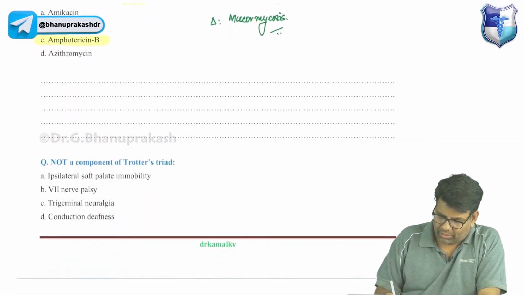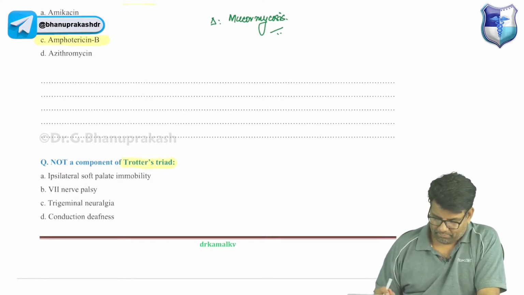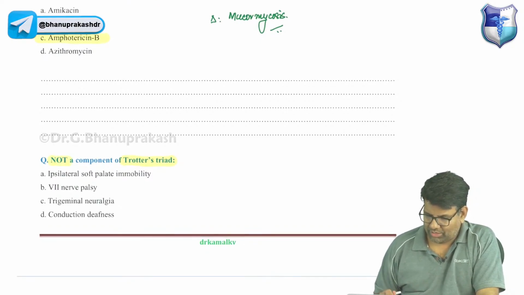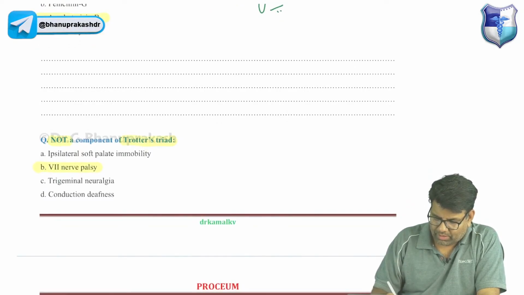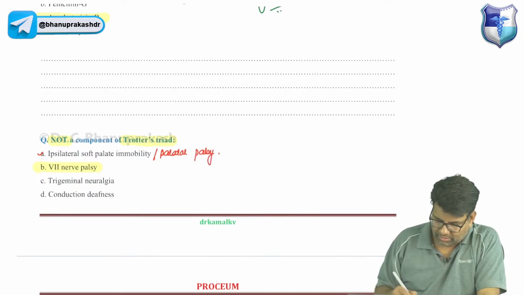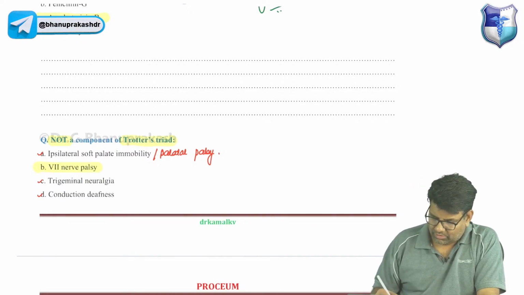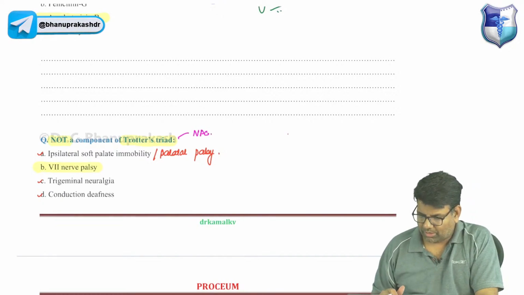Now, this we have already discussed before: not a component of Trotter's triad. I think everyone should be able to answer this. We have already discussed this. Answer is facial nerve palsy. It has nothing to do with Trotter's triad. So, we can see soft palate immobility, palatal palsy, temporoparietal neuralgia, and unilateral conductive deafness. So, the classical triad for nasopharyngeal carcinoma.